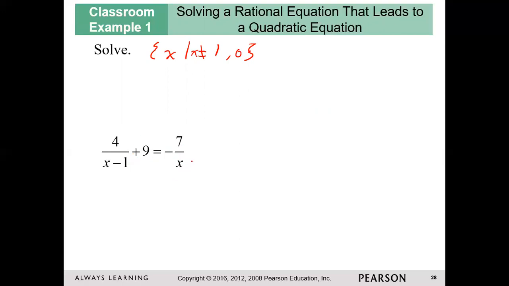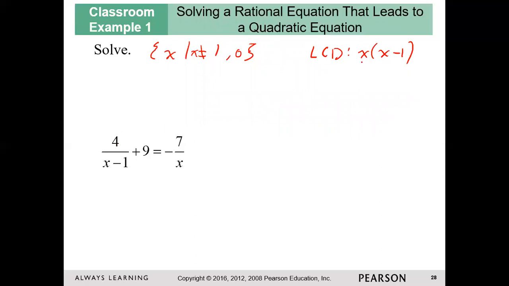So what we need to do is get rid of all of these fractions, and we do that by finding the LCD. So our LCD between the two denominators that we have is going to be x times x minus 1. So this is what we're going to multiply each and every one of these terms by. Things will cancel, some things won't, and then we'll go ahead and simplify what we have left.